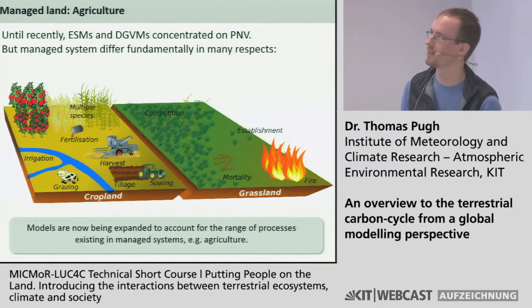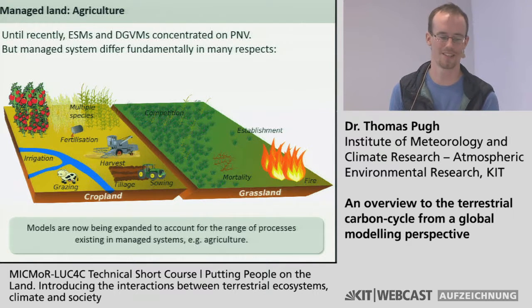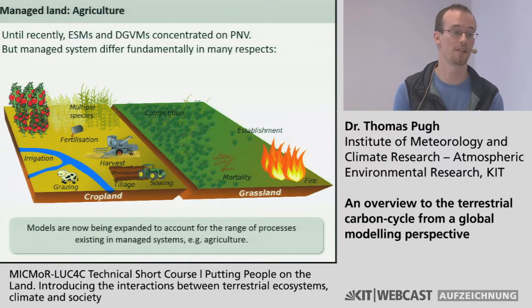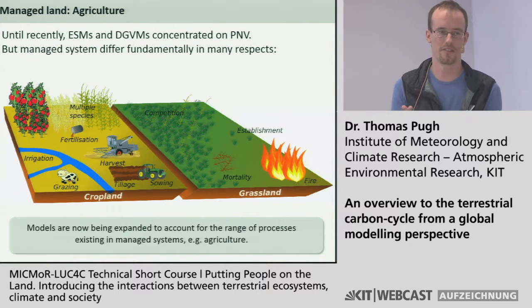But of course, we know that the biosphere isn't potential natural vegetation. That's why we're all here. There's a huge amount of management that goes on. But until recently, and until the fifth assessment report, in Earth system models and generally terrestrial biosphere modeling, we only concentrated on potential natural vegetation, and we didn't take into account the huge modifications that humans have made to this system. But these managed systems differ fundamentally in many of these aspects.